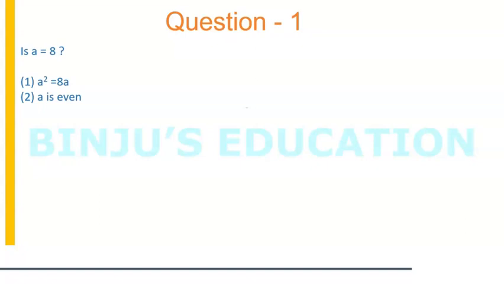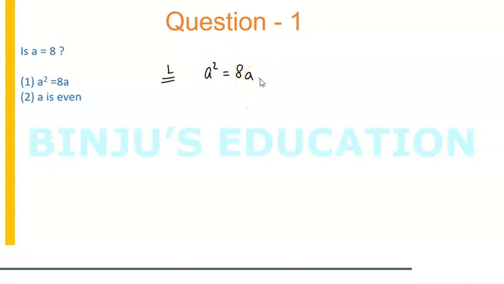Okay, let's see how we can solve this one. The question is: is A equal to 8? Statement 1 says A square is equal to 8A. Statement 2 says A is even. Let's start with statement number 1, that is, A square is equal to 8A.